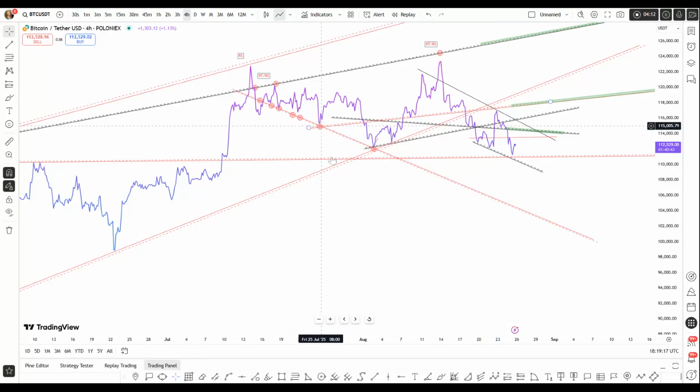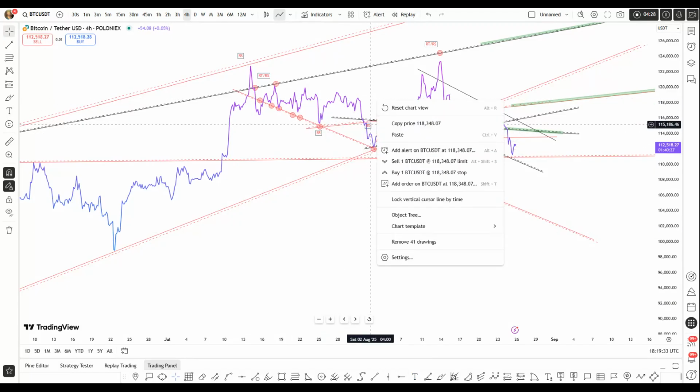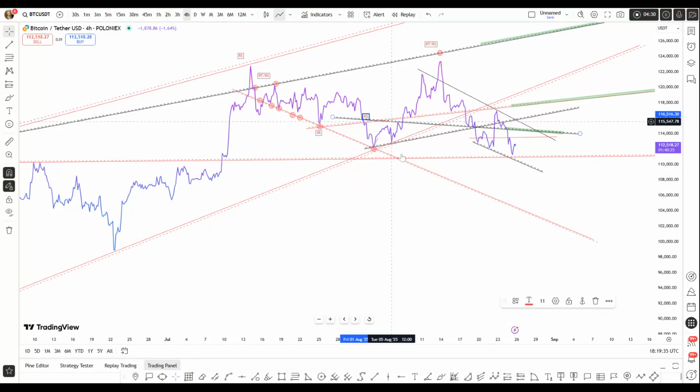We have here SR, support becomes resistance and breakout structure. Let me put it to be very, very specific. That is SR. And we have here ROS, resistance becomes support and breakout structure. And we return here as RT slash ROS.